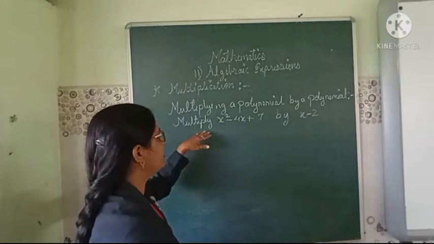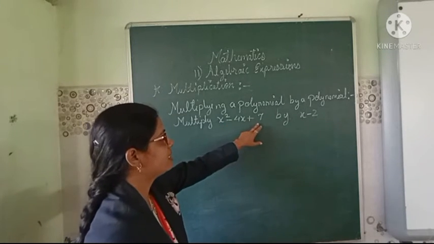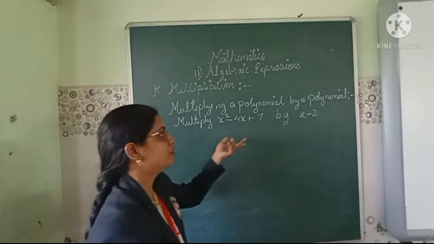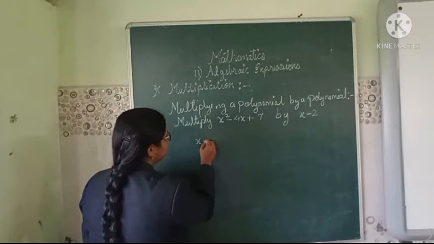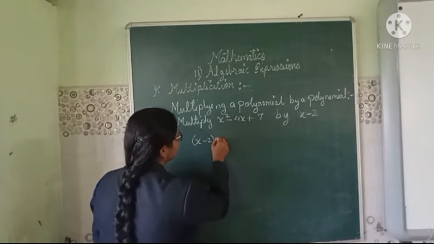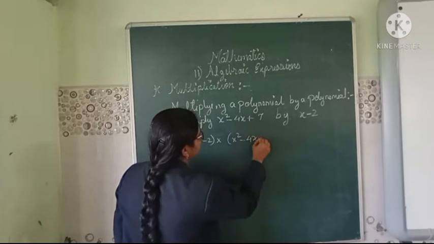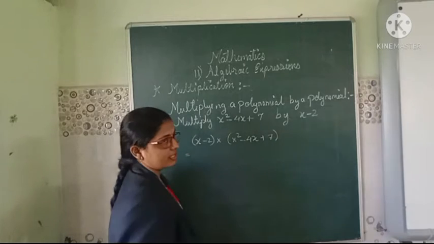So for that we have the example: multiplying x square minus 4x plus 7 by x minus 2. Both are polynomials. So how to do it? Let us see by the horizontal method. So it will be x minus 2 multiplied by x square minus 4x plus 7. So how will you solve this?